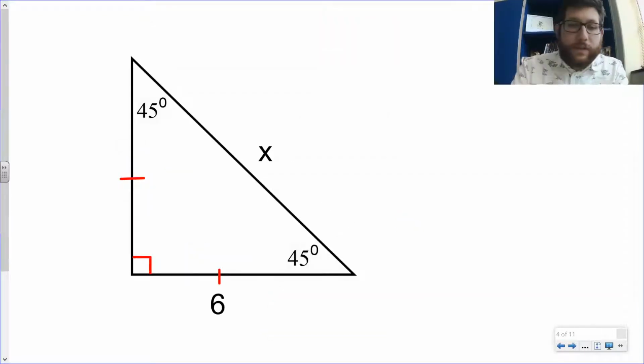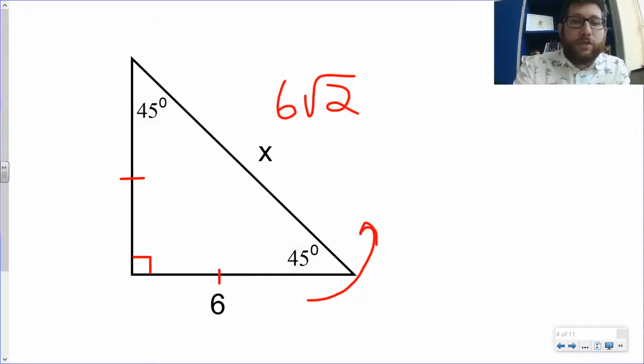So let's look at an example or two here. So this is really simple, right? I'm just going to go from my leg to my hypotenuse, and just 6 root 2, done. That's a lot faster than doing Pythagorean theorem, right? And it's also an exact value rather than a rounded value. Let's look at another one.